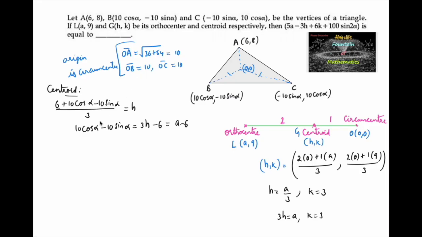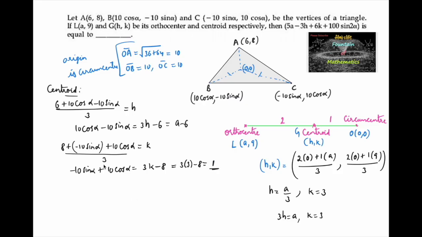And also its y coordinate, we can write 8 plus minus 10 sin alpha plus 10 cos alpha is equal to upon 3 is equal to K. We can write minus 10 sin alpha plus 10 cos alpha is equal to 3K minus 8. K value is 3, so 3 3s are 9 minus 8 is 1.